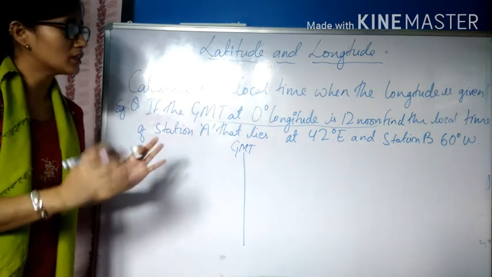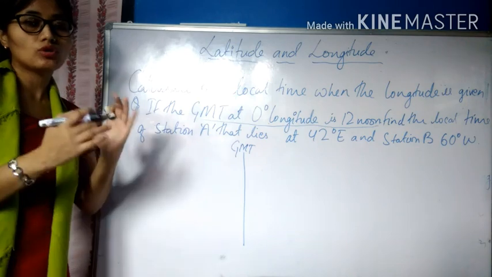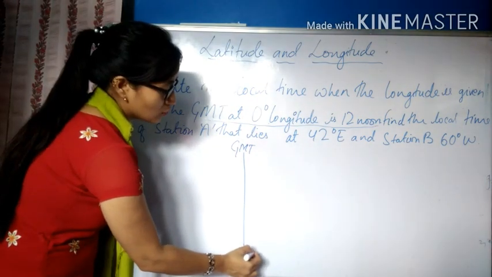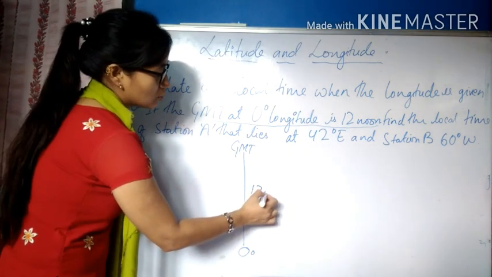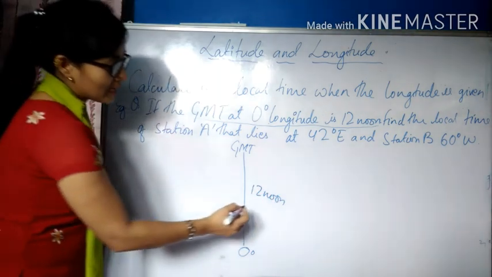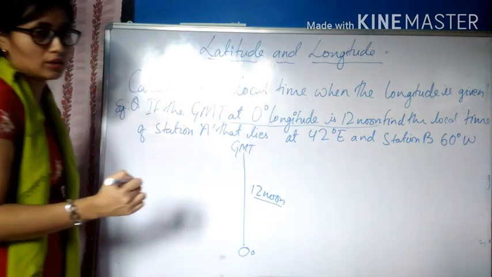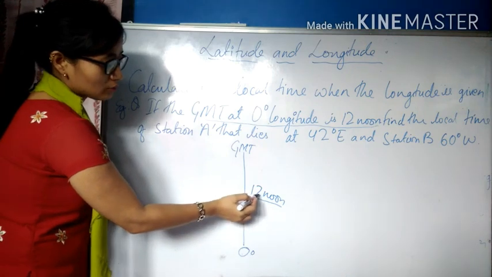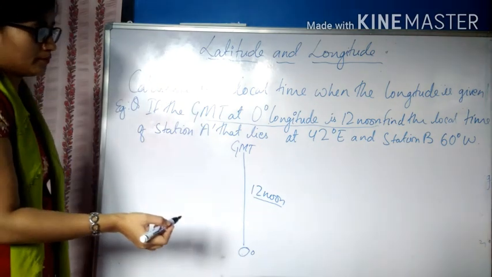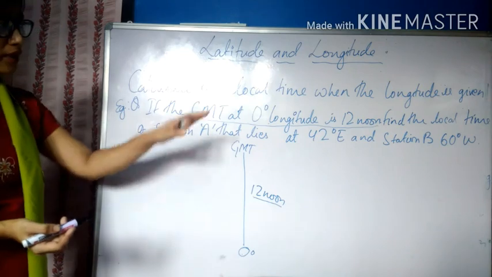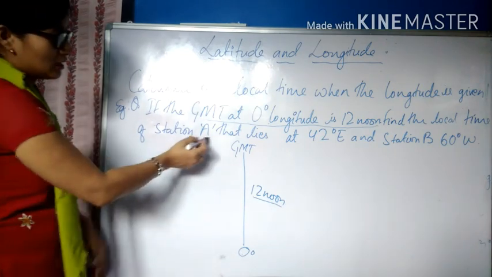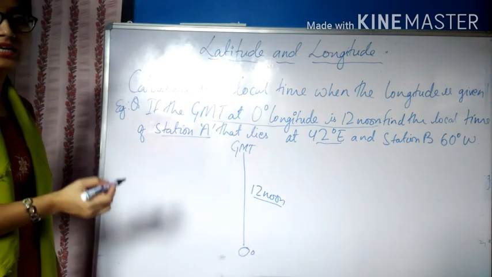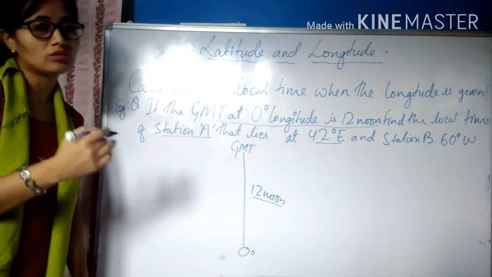So after reading a question very carefully, what do you have to do? You have to draw the line of longitude which is given in your question and what is asked in your question, so that it will be easy for you to calculate. So GMT that lies at 0 degree longitude, the time out there is 12 noon. And what is asked in your question? Find the local time of station A. Station A lies at 42 degree east.